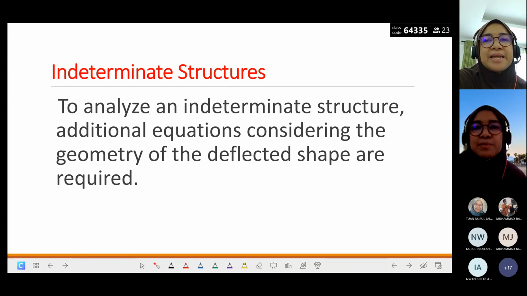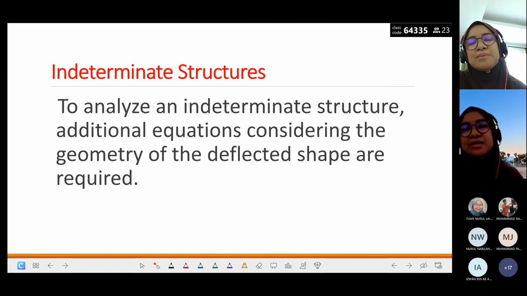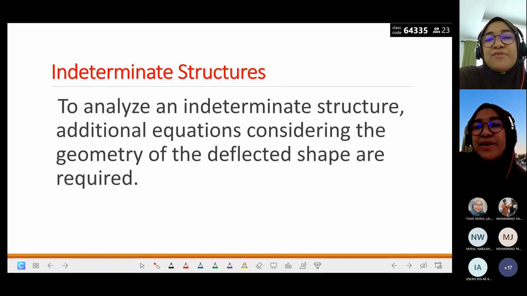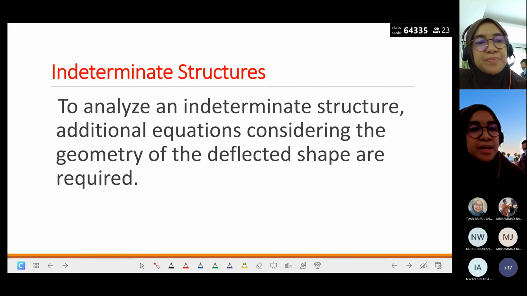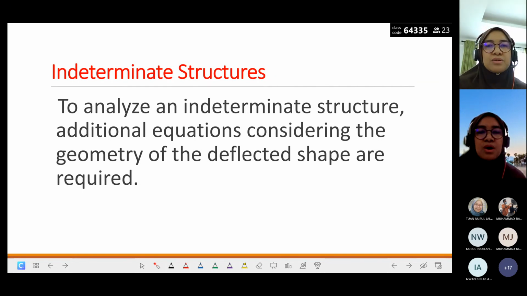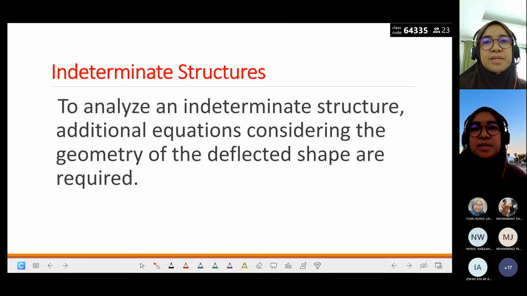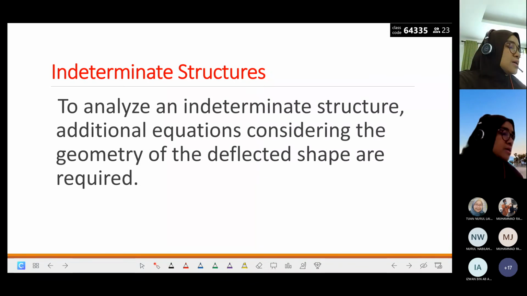To analyze an indeterminate structure, we need to have an additional equation. In order to analyze an indeterminate structure, we have to have an additional equation considering the geometry of the deflected shape. It will relate all these reactions and internal forces as well as displacement. So the deflected shape relates with displacement. Okay, so next.